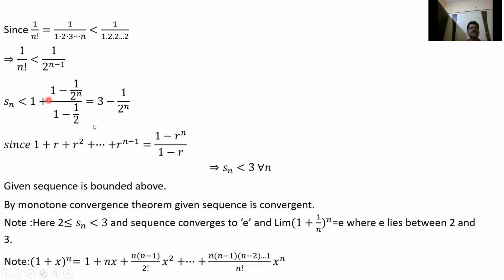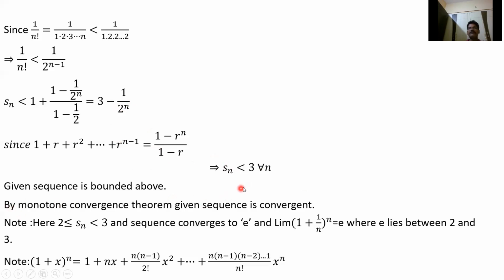Dividing by 1 by 2 means we get 2 into 1 minus 1 by 2 power n. Finally, 1 plus 2 is 3, so we get 3 minus 1 by 2 power n minus 1. This is less than 3. So Sn is less than 3, because it is 3 minus something.